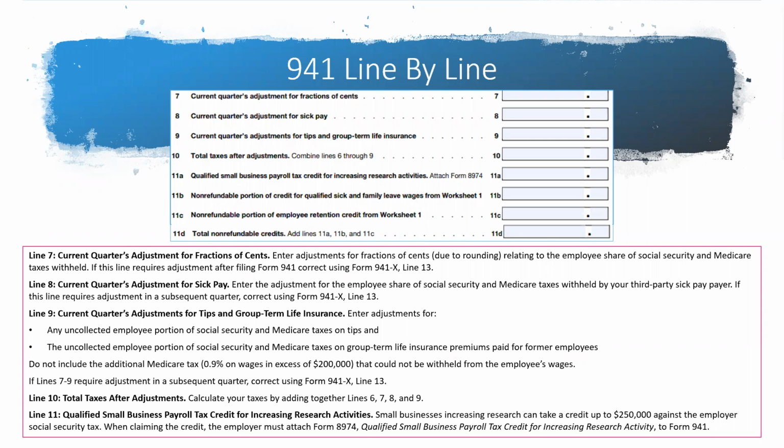Line 11 is the qualified small business payroll tax credit for increased research activities. So if you as an employer, or your employer, qualifies for that, you will want to go ahead and enter that amount on line 11A.